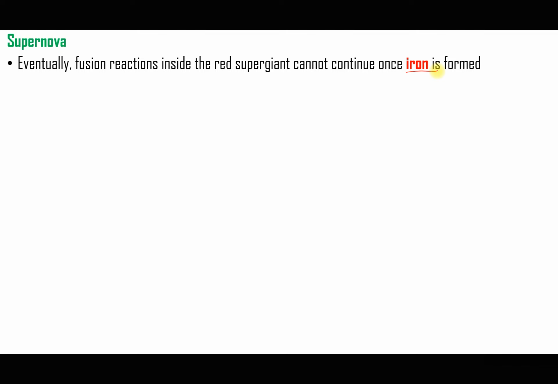Once helium is used up again, carbon nuclei can fuse to form relatively heavier nuclei, and the process continues until iron is formed. Once iron is formed, fusion of elements heavier than iron cannot be possible because iron is very stable. Iron is the most stable nucleus. After iron, other nuclei are going to be unstable. So eventually fusion reactions inside the red supergiant cannot continue once iron is formed. And at this stage, the core will collapse rapidly and initiate a gigantic explosion, which we have called a supernova.